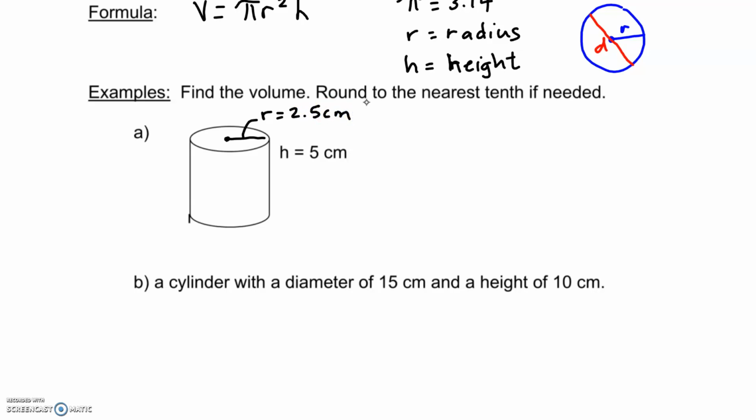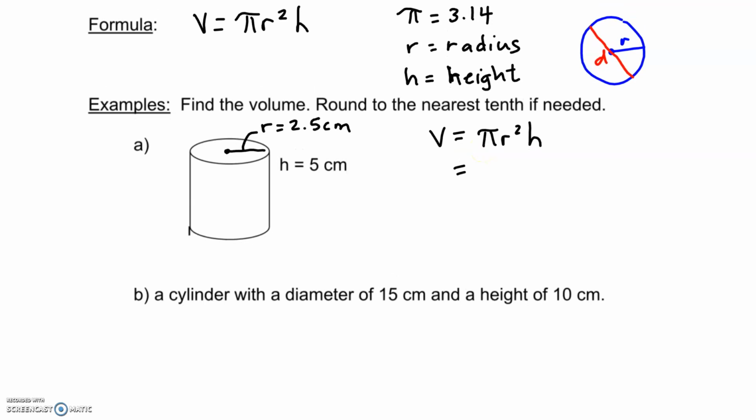All right, we're going to start by writing the formula. So V equals pi r squared h. And now we'll fill in. We know that pi is 3.14. Pi written next to the r is times in between. So to show times, I'm going to use brackets. And the radius is 2.5. The radius is squared, so it's 2.5 squared times h. So again, I'm going to show with brackets. And the height is 5.